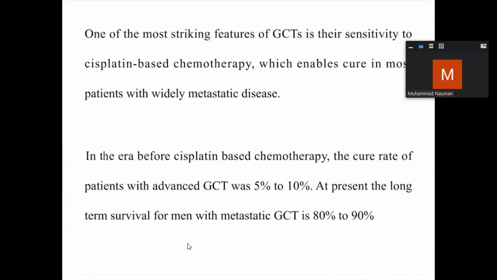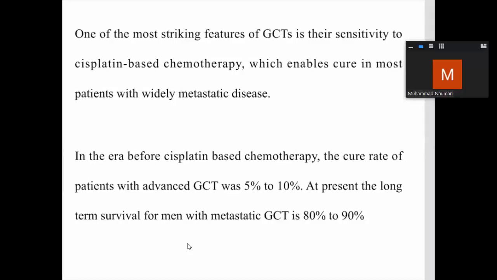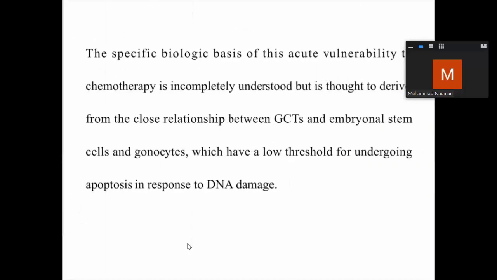One of the most striking features of germ cell tumors is their sensitivity to cisplatin-based chemotherapy, which enables cure in most patients with widely metastatic disease. In the era before cisplatin-based chemotherapy, the cure rate of patients with advanced germ cell tumor was 5 to 10%. At present, the long-term survival for men with metastatic germ cell tumor is 80 to 90%. This is a 5-year survival rate.